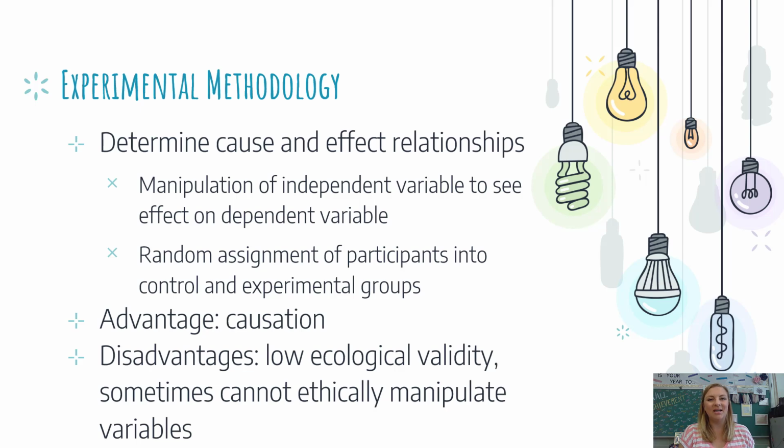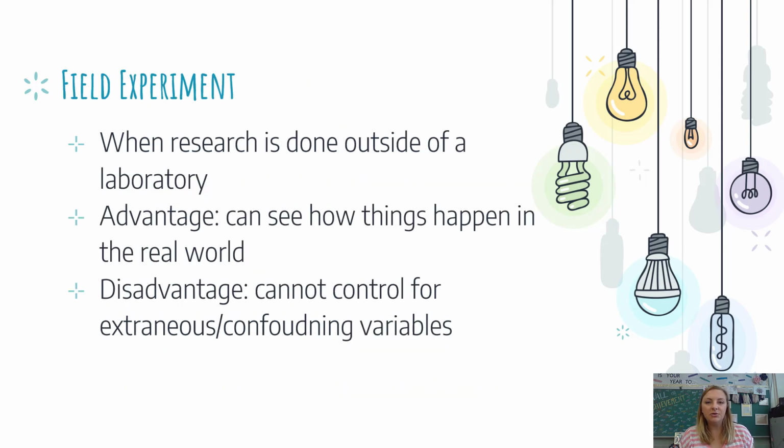In addition, sometimes it's really difficult to manipulate variables in a way that's ethical. Sometimes we want to carry out an experiment, or we have questions about something that maybe we can't manipulate in a way that would be right for us to do. Experiments are often very expensive and hard to get approved by an IRB, which we'll talk about at the end of this unit. The next two types of experiments that we're going to talk about are subcategories of experiments.